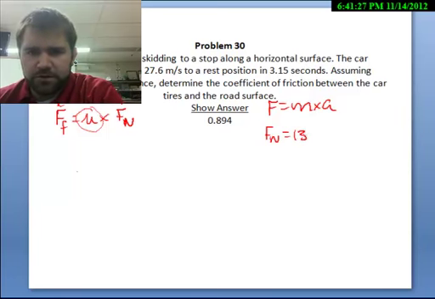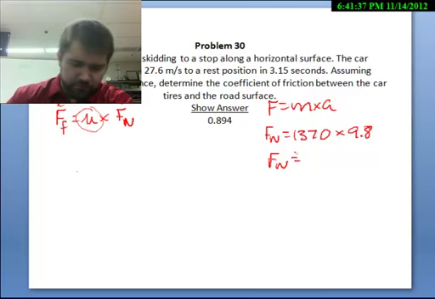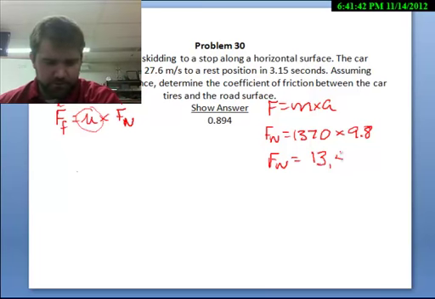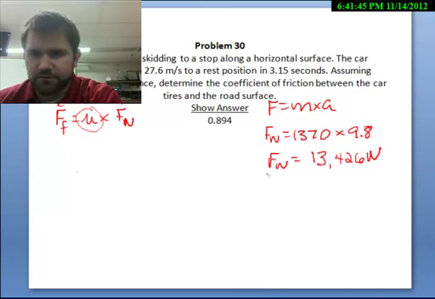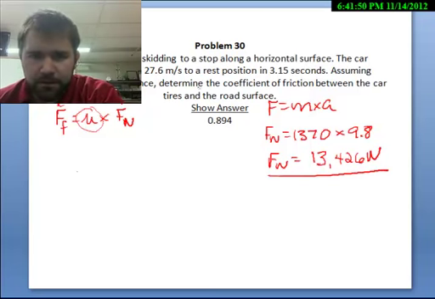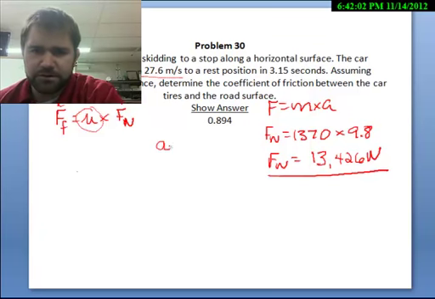The normal force of the car is going to equal the mass of the car, which is 1,370 kilograms, times the acceleration due to gravity, which is 9.8. Therefore, the normal force is 13,426. Okay. Next, I need to find the force required to cause this car's acceleration, but to do that, I'm going to have to find this car's acceleration in the first place.